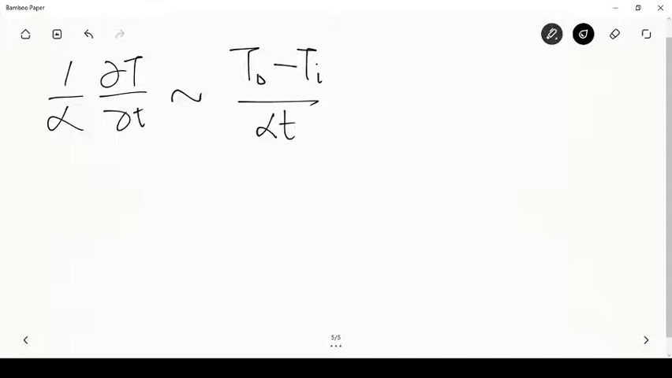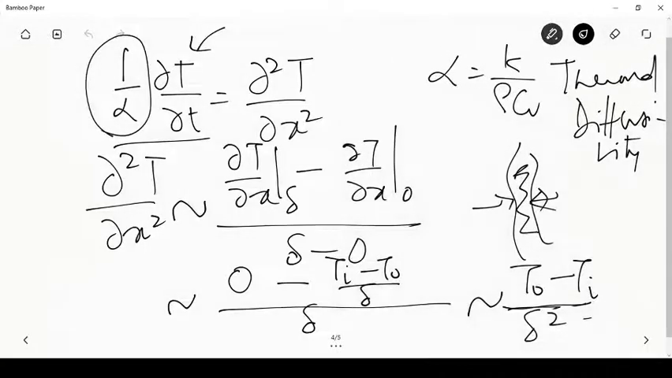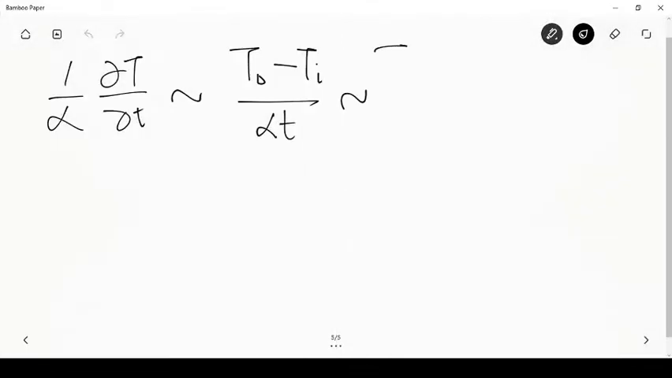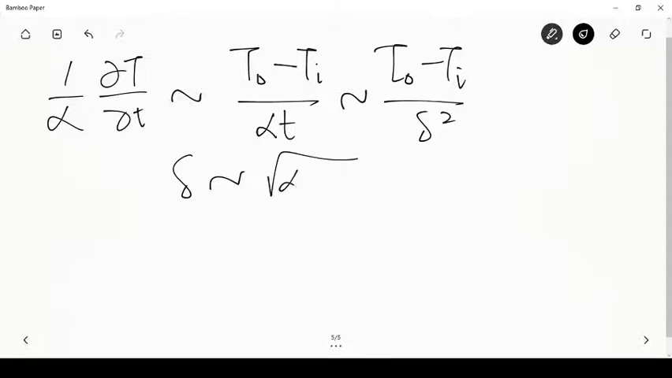So now this is the left hand side, T naught minus Ti by alpha t, and this is of the order of, from the previous analysis that we did, T naught minus Ti divided by delta square. So if I put that here, T naught minus Ti divided by delta square. Now since the numerators are the same, you can say alpha t is of the order of delta square. Okay, so basically delta then comes out to be of the order of square root of alpha t.